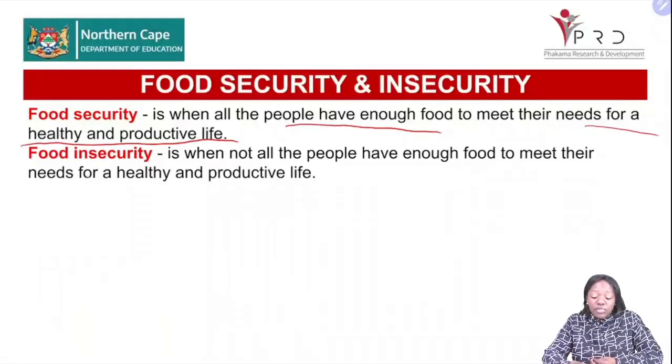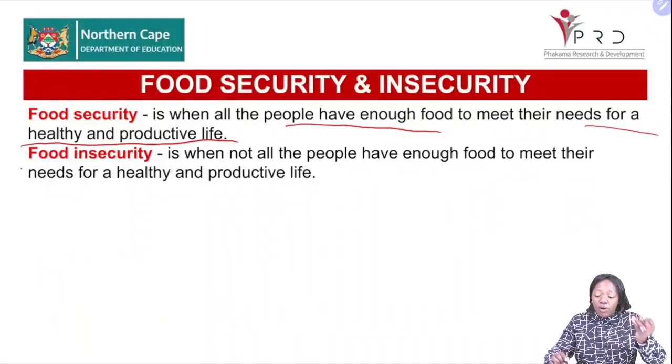Then food insecurity is when not all the people have enough food to meet their needs for a healthy as well as productive life. So if in a country we have people who do not have anything to eat, then the country is in a state of food insecurity. Remember, I cannot say for breakfast you have an apple, for lunch you will have just a plain pap, and then for supper you'll have just a glass of water.